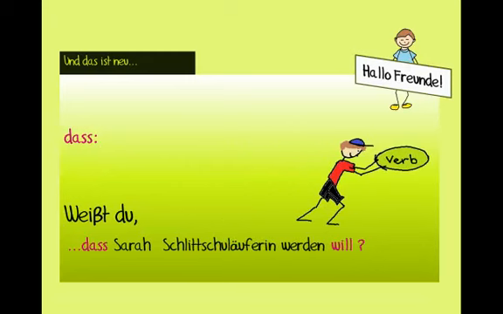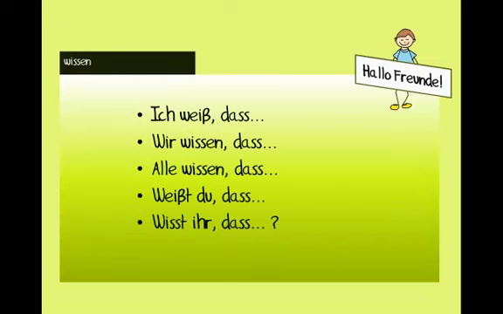Weißt du, dass Sarah Schlittschuhläuferin werden will? In English, we would say, do you know that? In German it is, weißt du das? Take note once again of the placement of the conjugated verb. And now let's look at some phrases which will help you use this concept.